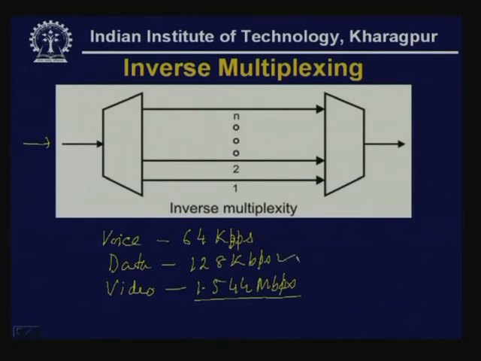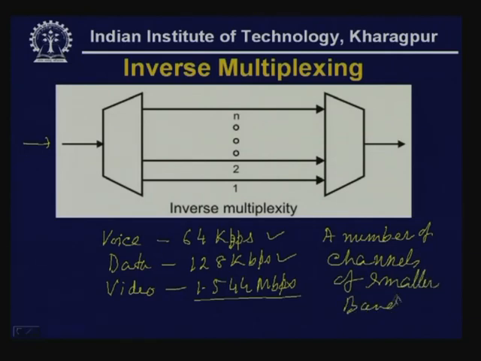However, whenever it is sending data, that bandwidth is not utilized, or whenever it is sending voice, the transmission bandwidth is also not utilized. Let us consider the other alternative. The other alternative is that here you have got a number of channels of smaller bandwidth, and these bandwidths say it is only 64 kilobits per second, and you have got a large number of them available on demand. So, here we are making use of the property bandwidth on demand.